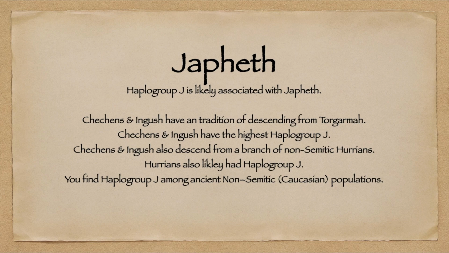Chechens and Ingush have a tradition of descending from Togarmah. Chechens and Ingush have the highest haplogroup J, or Nakh-Dagestani people. Chechens and Ingush also descend from a branch of non-Semitic Hurrians, and Hurrians also likely had haplogroup J. You find haplogroup J among ancient non-Semitic Caucasian populations as well.